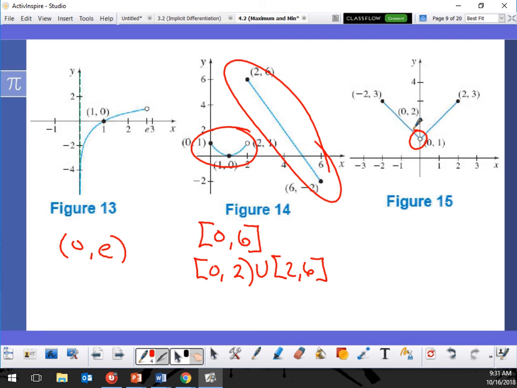What about local maximum? No, those are ends. So this is no, right? Yep, so it's no. All right, so let's go on to the next one.